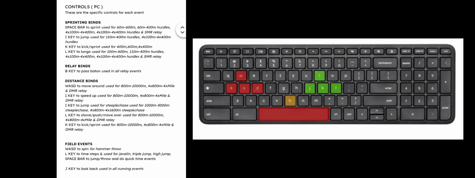Next is the I key. The I key is used to speed up. Now, the I key can only be used a couple times during a race or during a distance race. What the I key does for distance events is that it'll help you move up a spot. And it'll also give you a slight stamina boost.